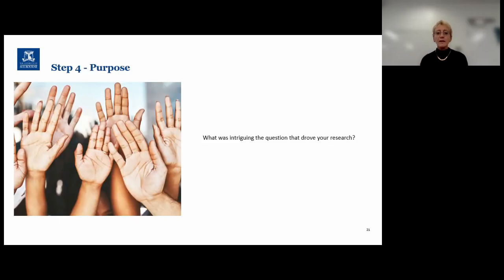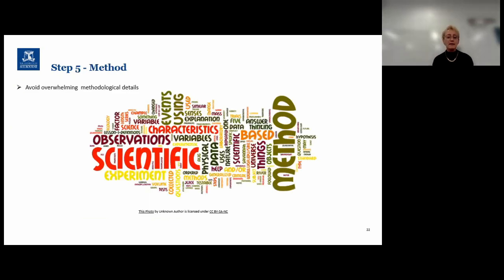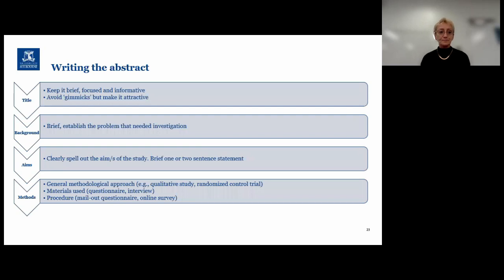Then once you've got your purpose listed, you need to talk about what the method is, and try not to overwhelm with lots of methodological details. You can keep this quite simple. So in writing the abstract, what you need to do is to keep the title brief, focused, informative, and avoid gimmicks that make it attractive. Your background, again, brief, establish the problem that needed investigation.